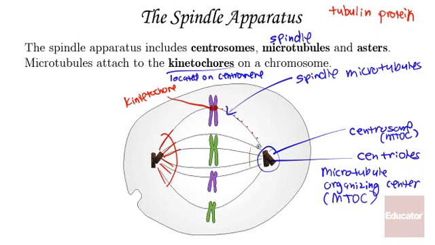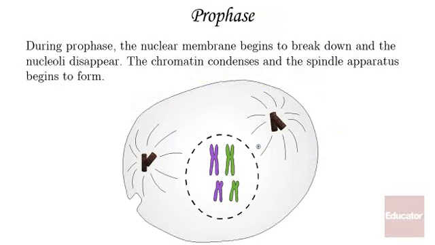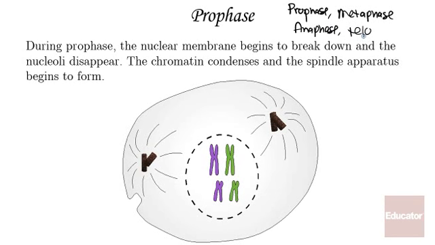Now that you understand the spindle apparatus, it's time to go on to the first phase of mitosis. The first phase is called prophase. So mitosis consists of prophase, metaphase, anaphase, and telophase. You should know the major occurrences for each phase.